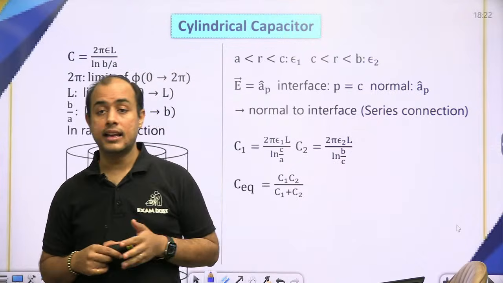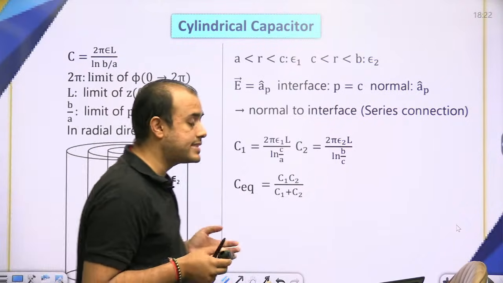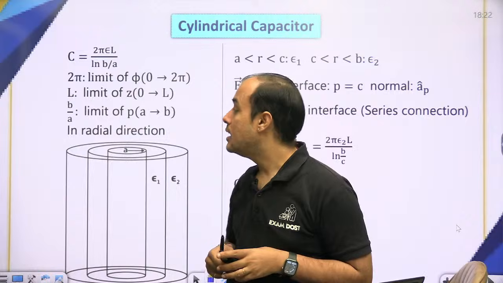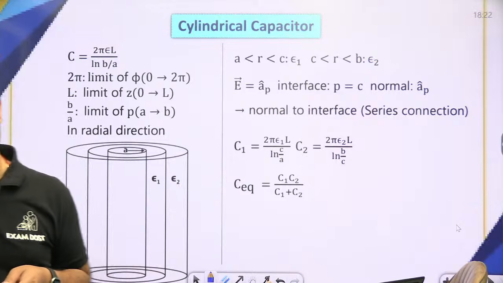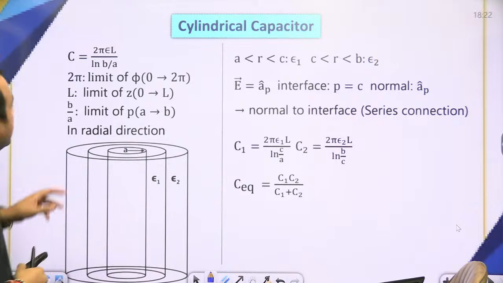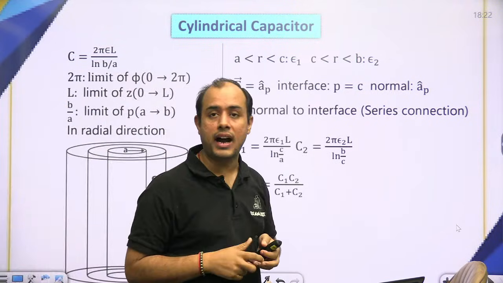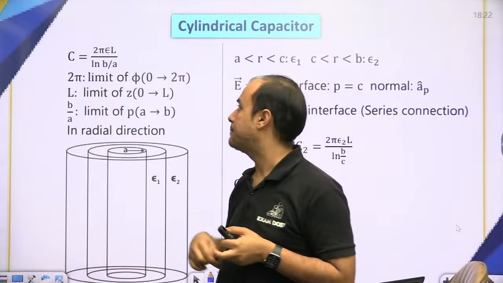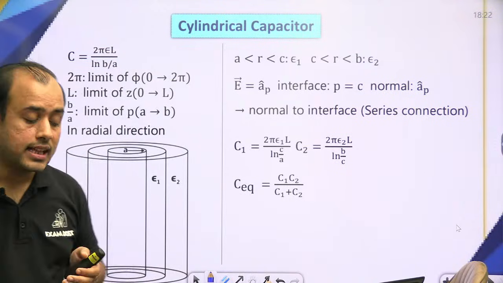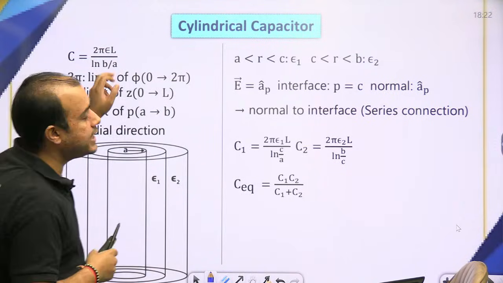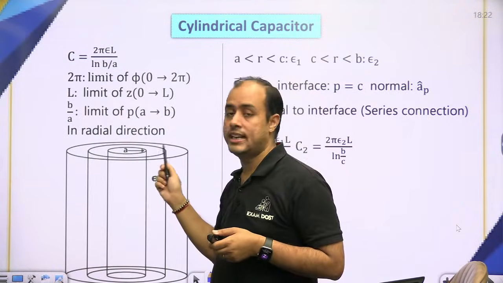Now in cylindrical, what if I place multiple dielectric? So first let's dissect the formula of capacitance. आइए पहले capacitance के formula को तोड़ते हैं. तो capacitance is 2 pi epsilon L upon log B by A. This 2 pi comes because of phi coordinate. In cylindrical, the phi coordinate varies from 0 to 2 pi. L comes because of Z coordinate, because Z is the length of the cylinder. B and A come because of the rho coordinate. The radius varies from A to B.